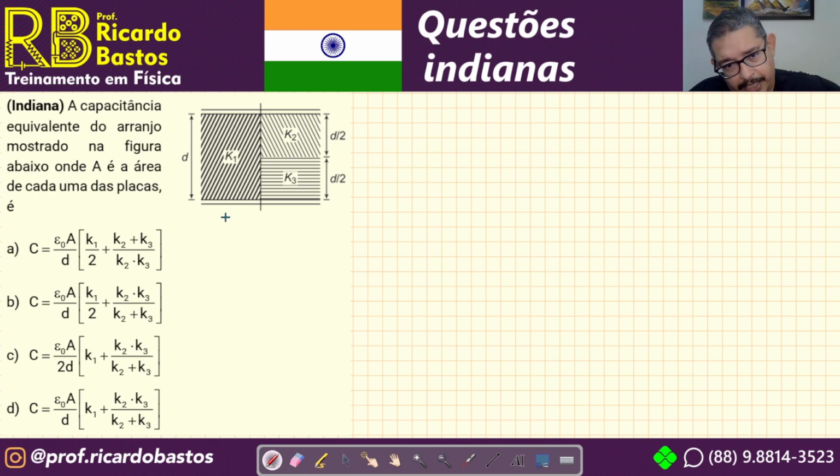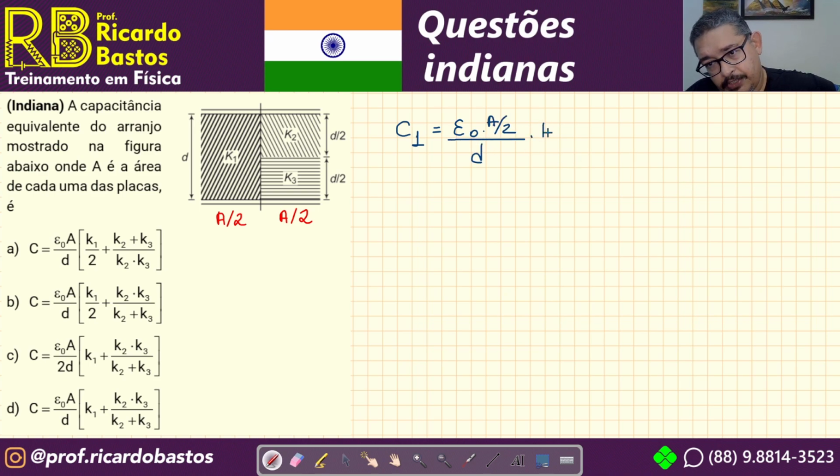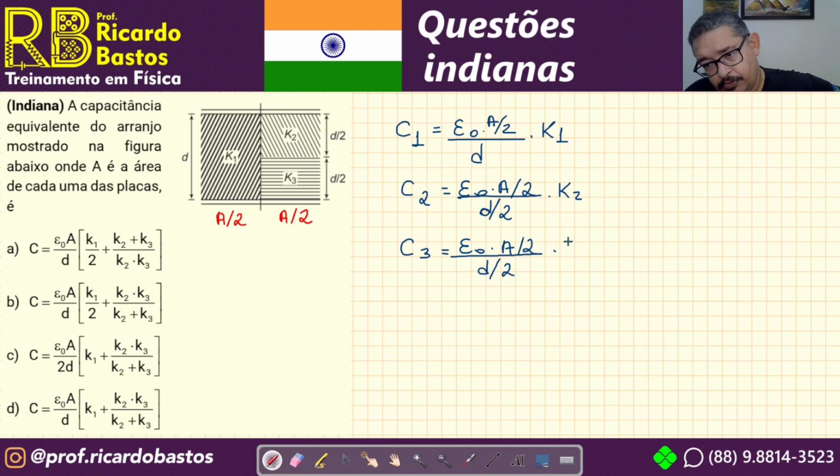It's like three capacitors associated, with the left part using half the area and the right part using the other half. Capacitor 1 has capacitance epsilon naught A over 2 divided by D times the dielectric constant K1. The capacitance of capacitor 2 is epsilon naught times A over 2, over D over 2, right? It covers half the distance, times K2, and capacitance 3 is epsilon naught half the area over half the distance, times dielectric constant K3.